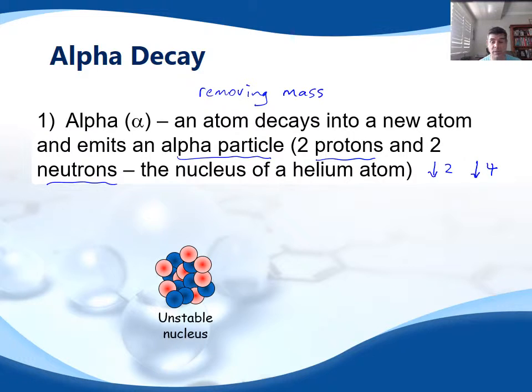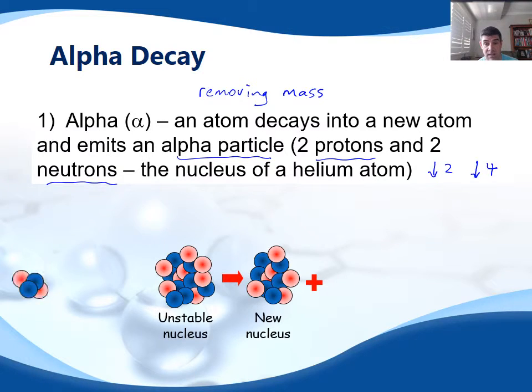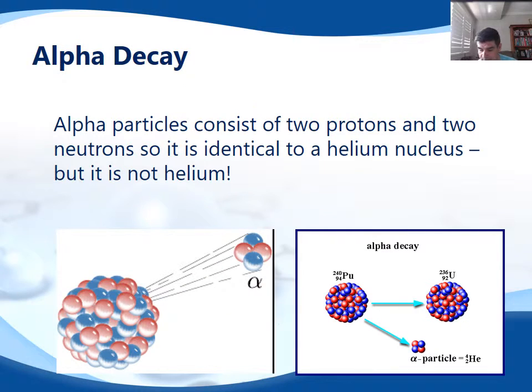So the unstable nucleus is going to undergo alpha decay as it produces a new nucleus, and of course, since we're changing the number of protons, we're going to actually have a different element here altogether. And then you can see that the alpha particle is made up of both protons and neutrons, and 2 of each.